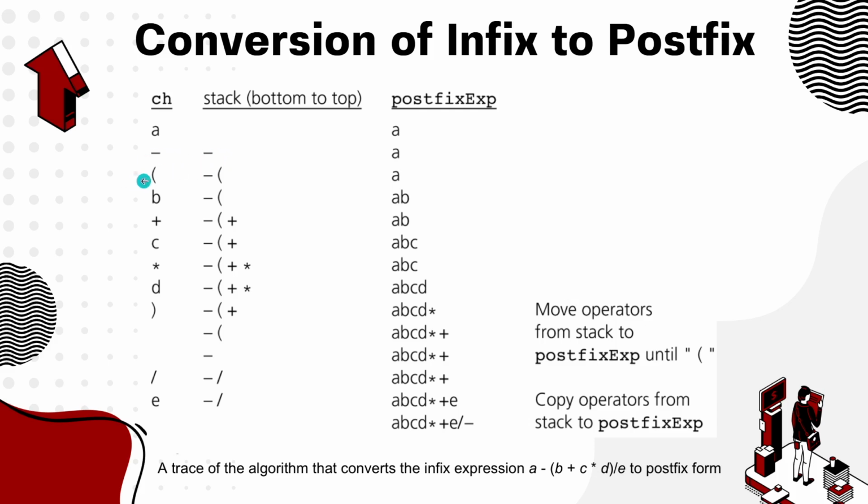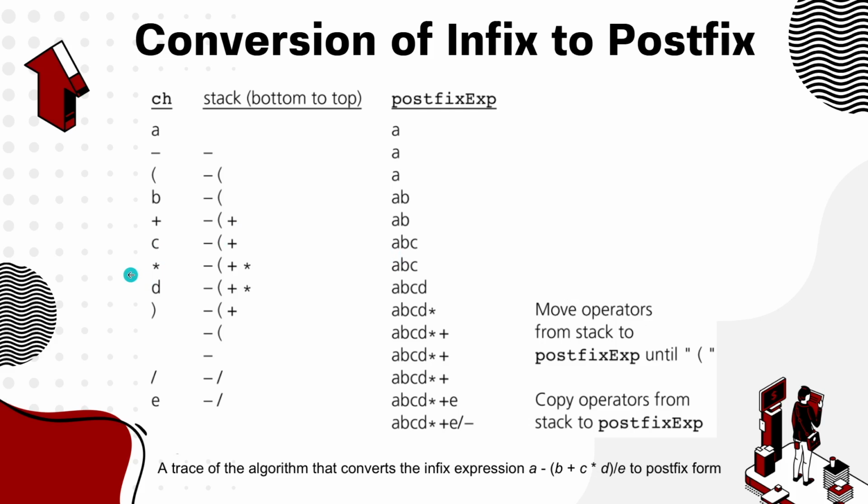Next, what we encounter is an open bracket. Whenever we encounter an open bracket, we straight away push it onto the stack. Then we encounter b, which is an operand. Whenever we encounter an operand, we straight away place it onto output. Then we encounter the next symbol, which is plus. Plus is an operator. Already we have encountered an open bracket. I told you already, whenever we have encountered an open bracket, we need to push all the operators till we encounter a closed bracket. So, we push plus also inside the stack. Now plus is at the top of stack. Then we have c, it is an operand, so straight away place it in output.